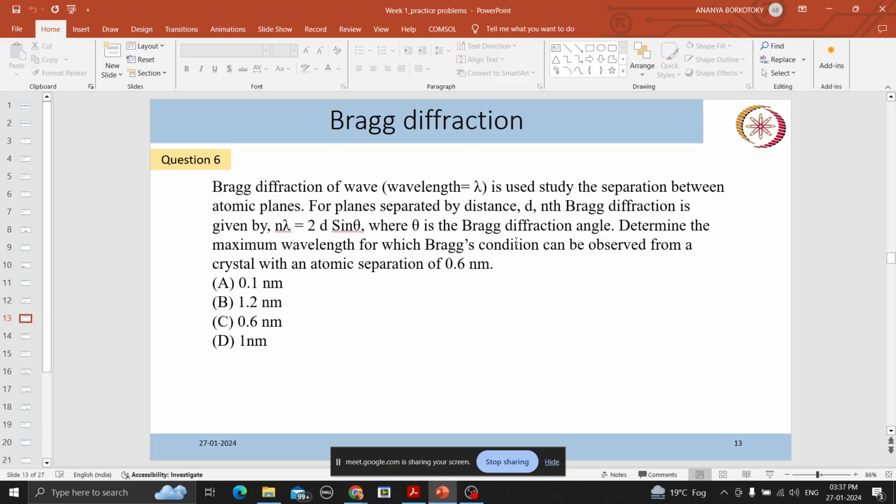So what is the maximum wavelength for which this diffraction condition can be observed from a crystal with an atomic separation of 0.6 nanometer? So again I will give 2 minutes for this question also. You can think about it and give me the answer.